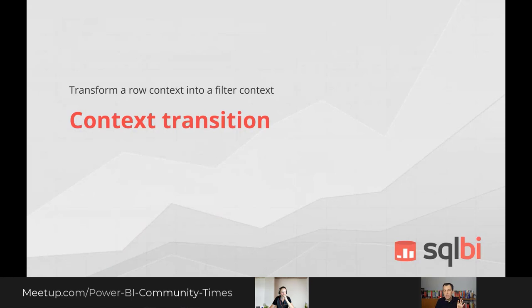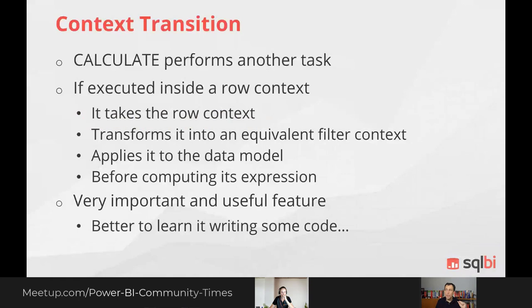Now, so far we talked a lot about the filter context and not much about the row context besides the initial description, but there is an important operation that can create an interaction between the row context and the filter context, and this operation is the context transition. The context transition is defined by this rule. Whenever you use calculate in a row context, the row context becomes a filter context.